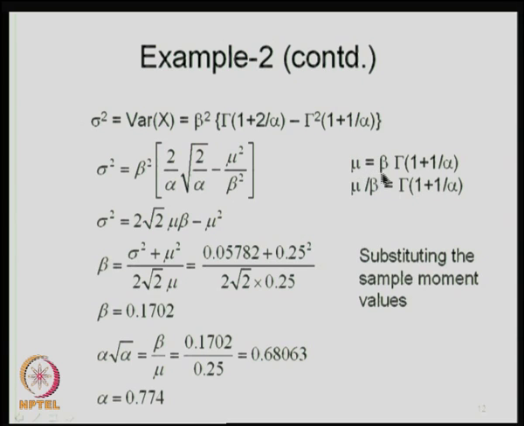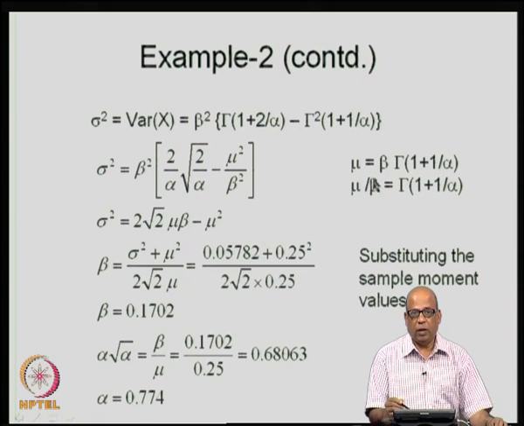Recall that we wrote mu is equal to beta into the gamma function of 1 plus 1 by alpha. So, mu by beta is the gamma function of 1 plus 1 by alpha, and therefore the gamma square of 1 plus 1 by alpha we write as mu square by beta square, and from there you get sigma square is equal to 2 times gamma of 2 mu beta minus mu square. When you simplify this and substitute the values for mu square and sigma square, we get beta is equal to 0.1702.